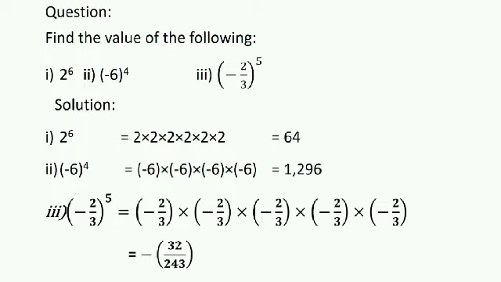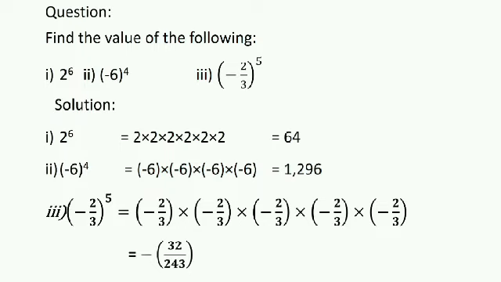In the third one, minus 2 by 3 to the power 5. Here, minus 2 by 3 is multiplied 5 times by itself. So, minus 2 by 3 into minus 2 by 3 is 4 by 9. 4 by 9 into minus 2 by 3 is minus 8 by 27. Minus 8 by 27 into minus 2 by 3 is 16 by 81. And 16 by 81 into minus 2 by 3 is minus 32 by 243.